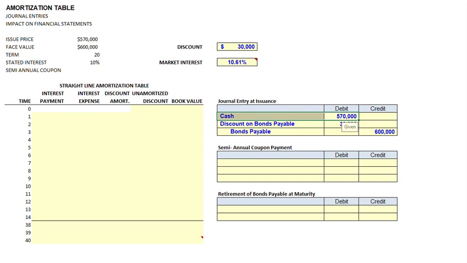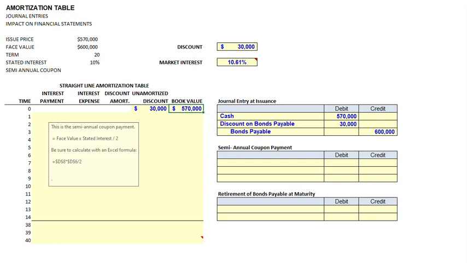Let's go ahead and take a look at our amortization table to amortize our discount on a straight-line basis. Our unamortized discount on the bonds is the $30,000. Our book value at the time the bonds are issued is the par value minus the discount, or $570,000. We're going to make an interest payment or a coupon payment at time 1 of $30,000. That's going to be our semi-annual coupon payment. And again, make sure you calculate this with an Excel formula. This will be the same payment we make every 6 months for 40 periods over the life of the bond.